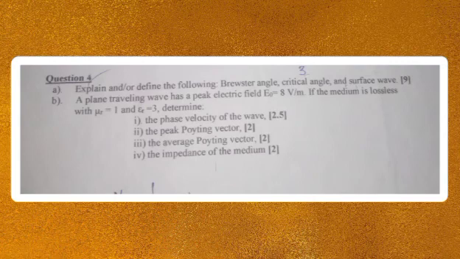In today's edition, we are going to be looking at question 4 of Field Theory 2, Electrical Electronics, Rivers State University past question. We'll be looking at question 4b. Question 4b says a plane traveling wave has a peak electric field E naught equal to 8 volts per meter. If the medium is lossless with the relative permeability equal to 1 and the relative permittivity equal to 3, determine: 1. The phase velocity of the wave, 2. The peak pointing vector, 3. The average pointing vector, and 4. The impedance of the medium.